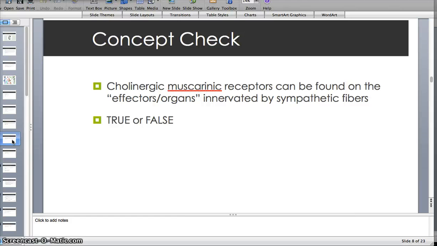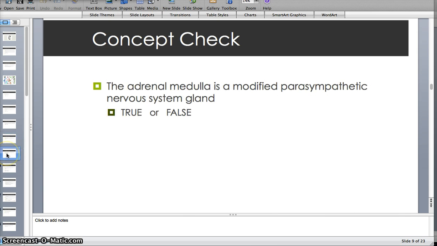That one's going to be false, okay? So a couple of different ways you could restate that to make it true. We could say that cholinergic muscarinic receptors can be found on the effectors or organs innervated by parasympathetic fibers. That's correct. Or I could say that adrenergic receptors can be found on the effectors innervated by the sympathetic fibers. Either way. Okay? Next question.